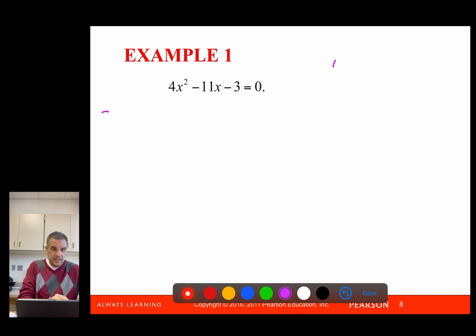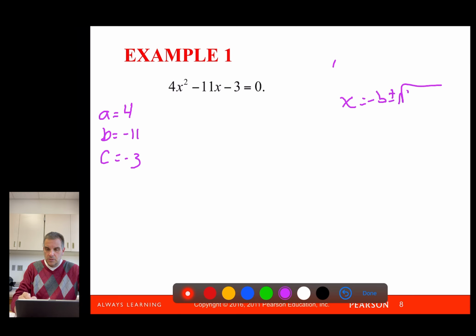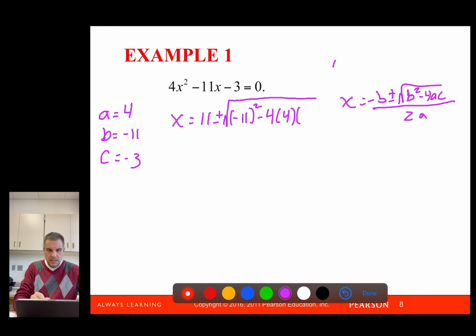So the first thing I like to do is list my a, b's, and c's. So my a value is 4, my b value is negative 11, and my c value is negative 3. So the formula, x is equal to negative b plus or minus the square root of b squared minus 4ac all over 2a. So now we plug them in. So negative b, so the negative of negative 11 is 11, plus or minus the square root of negative 11 squared minus 4 times negative 3, all divided by 2 times 4.